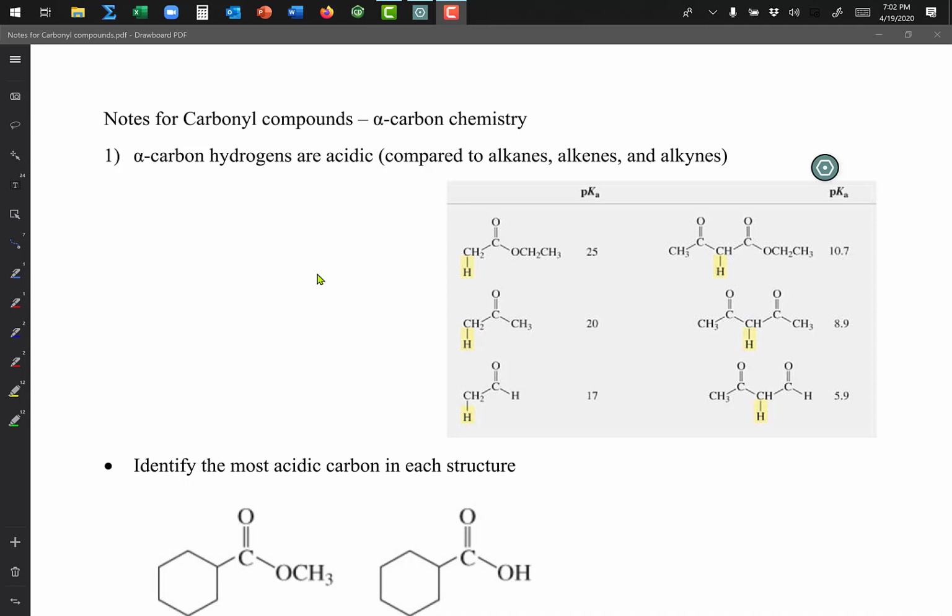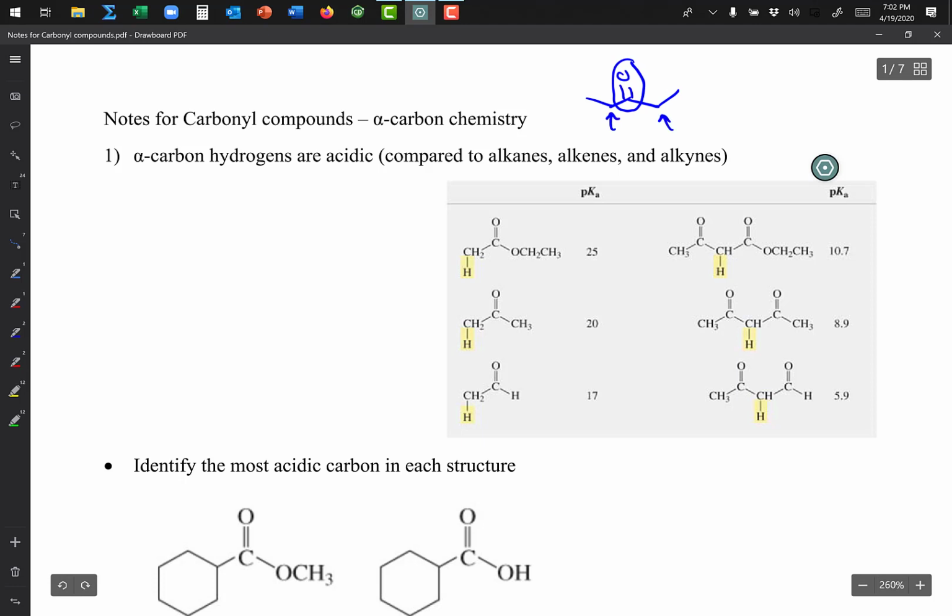Okay, so in this chapter, chapter 13 out of Bruce's book, we're looking at alpha carbon chemistry. As a reminder, when you have a carbonyl, or any functional group really, but a carbonyl in particular for this chapter, this is the functional group, and these are alpha carbons. They're the carbons adjacent to the functional group.